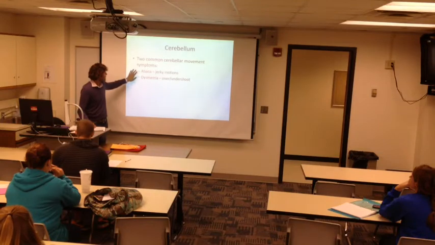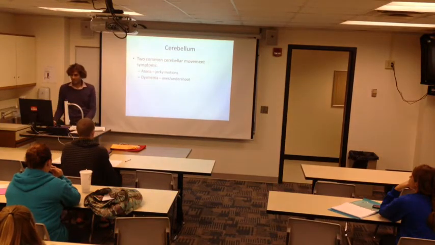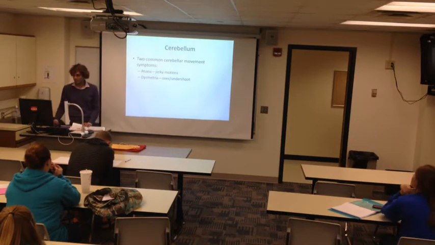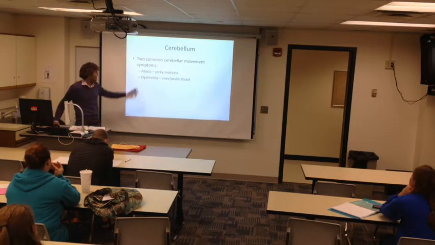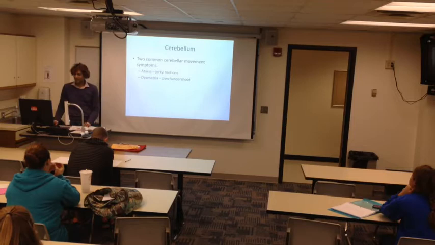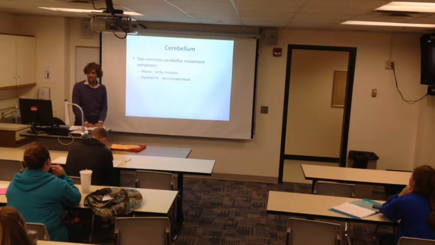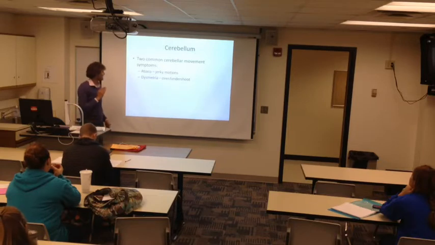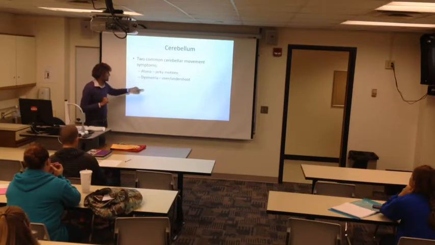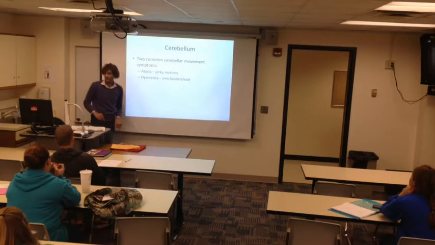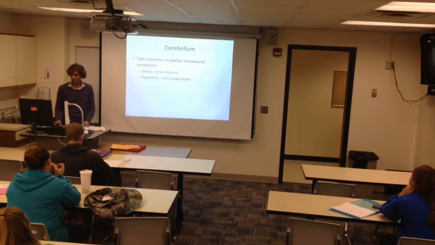So there are two cerebellar movement symptoms that are common that I want to mention. They are not only caused by the cerebellum, but the cerebellum is important in these, and they're ataxia and dysmetria. Ataxia means jerky motions, so again, like the 80s robot, jerky motions as opposed to smooth motions. Dysmetria means overshoot or undershoot. And I'm going to show you a video of these.